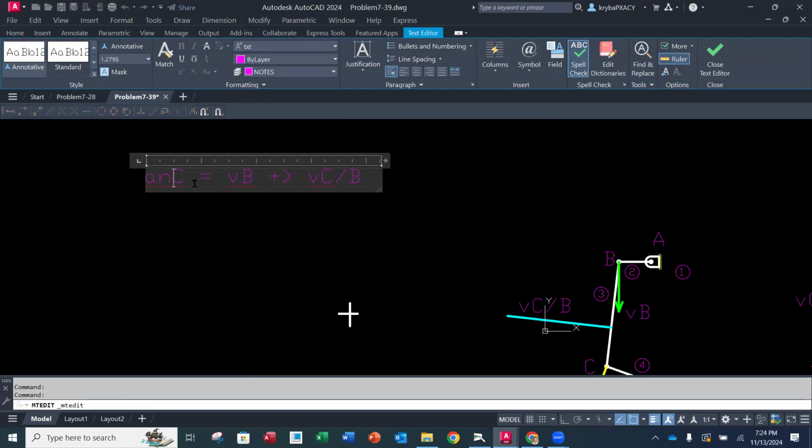So, normal. This is going to be the acceleration normal at C plus vectorially.